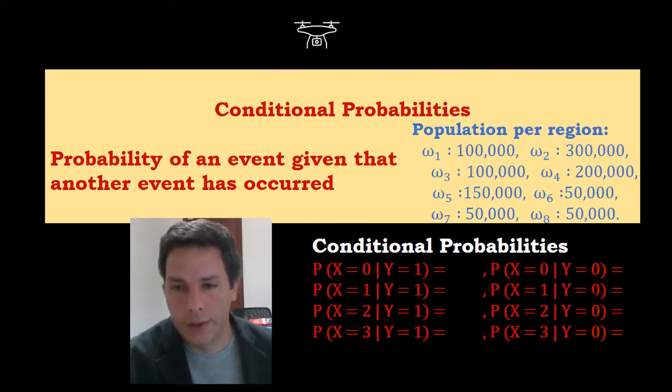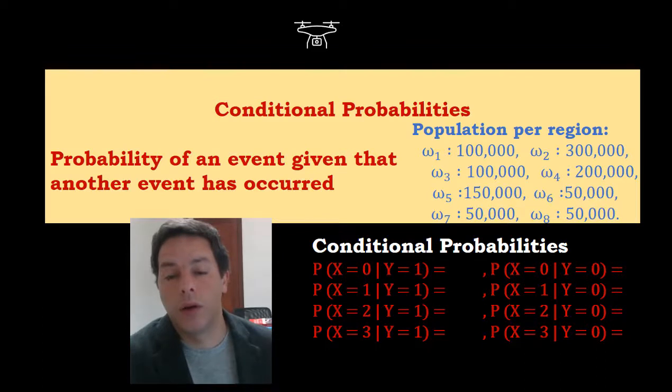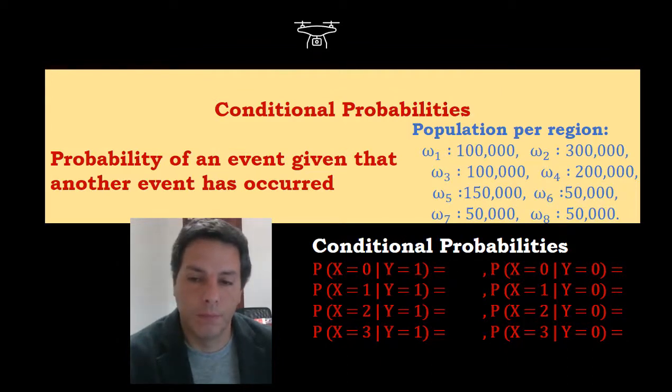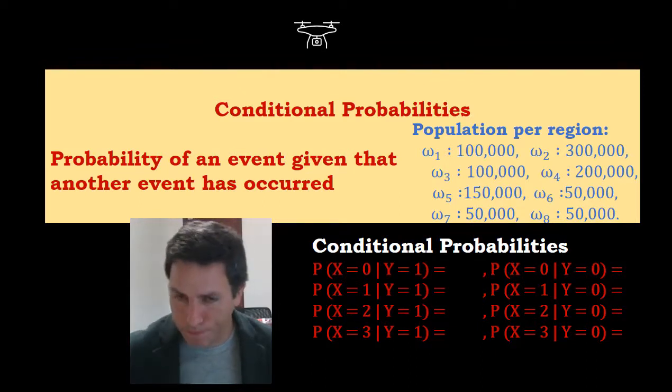Okay, so we've got the number of populations per region here, which is the same as before. And these are the questions. What's the probability of x equals 0? So what's the probability that the drone lands in region 0 or region A, given that y equals 1? This is given that we know that the drone landed in a coastal area. So given that it landed in a coastal area, what's the probability of the drone landing in the 0 region or the A region? Okay, so we have to do that for each of these 8 possibilities. Okay, how do we do that?